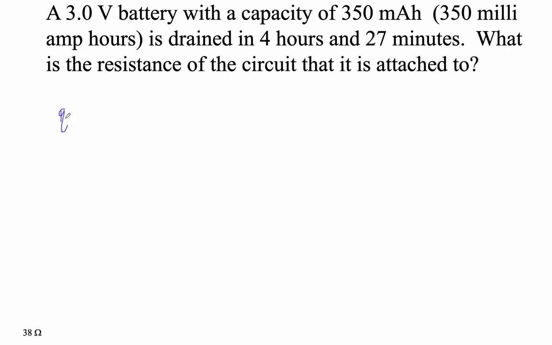Okay, the current is going to be charge that flows over the time, right? So the charge that flows, it's 350 milliamp hours. So that is a current of 0.350 amps flowing for 3,600 seconds.